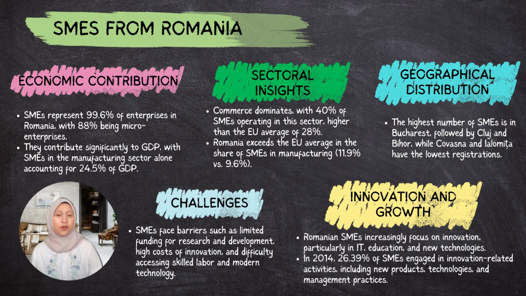2. Sectoral insights. Commerce leads with 40% of SMEs, higher than the EU average of 28%. Romania surpasses the EU in manufacturing SMEs. Third, geographical distribution. Most SMEs are in Bucharest, followed by Cluj and Bihor. Regions like Covasna and Ialomița have few SMEs.